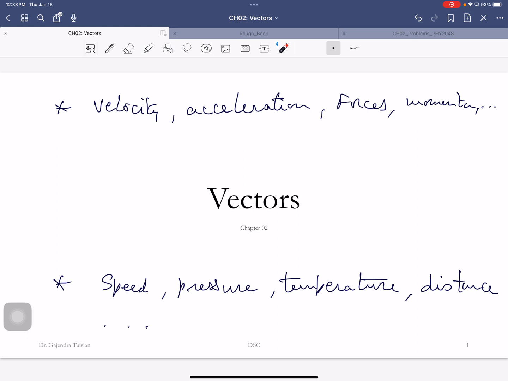Speed, pressure, temperature, distance. Besides the physical difference, which is a huge difference, do you see any difference between these guys? Any mathematical difference between these guys?